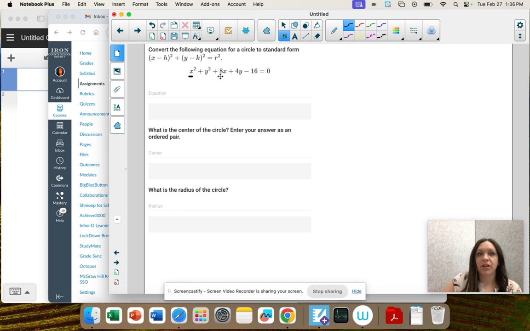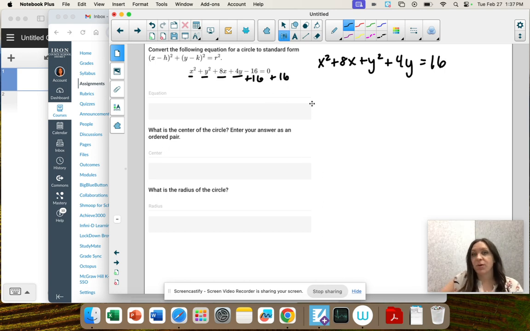So I have x squared plus 8x. Now my y values, plus y squared plus 4y equals. I did the equals first because I'm going to add the 16 to the other side of the equation. So 0 plus 16 is 16.